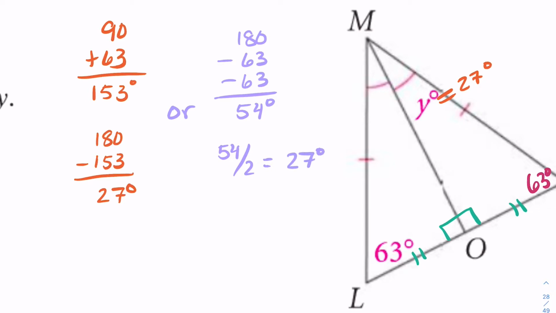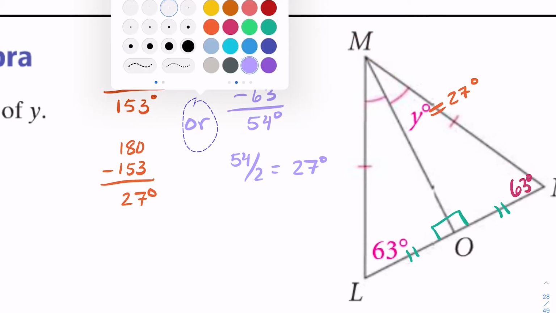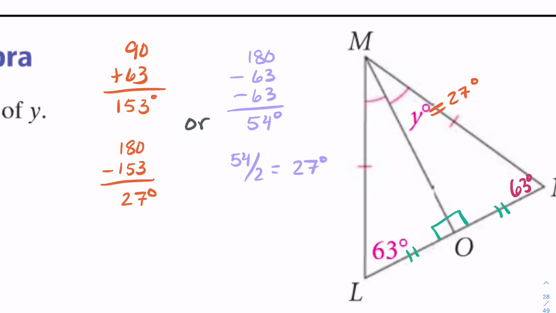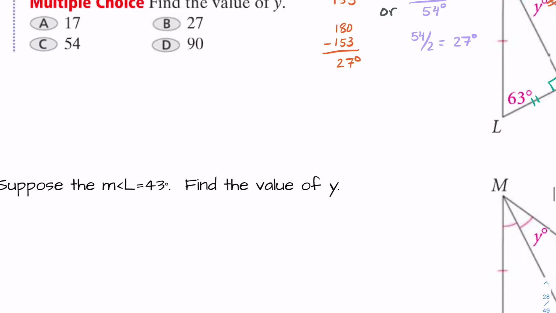So that would have been if I worked with the outside triangle here. If I worked with the inside triangle, that would have been this math right here. So it would have just been this smaller triangle off to the left, off to the right. Either way, the answer here is 27 degrees.